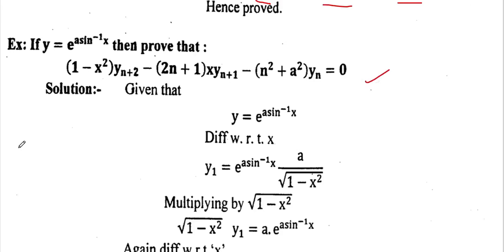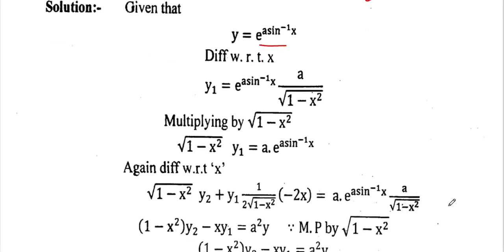Okay, so what is given? We are given y equal to e to the power a sine inverse x. Now differentiate with respect to x. So take the first order derivative. dy by dx can be written as y1.